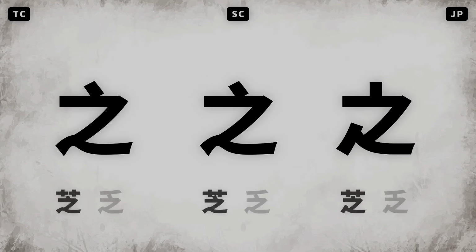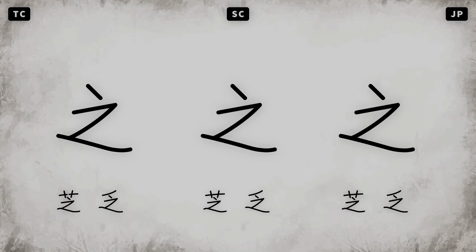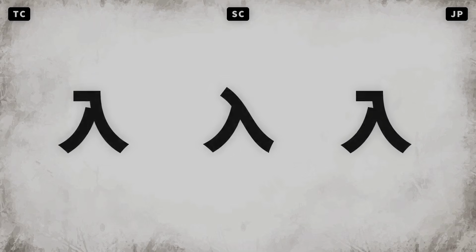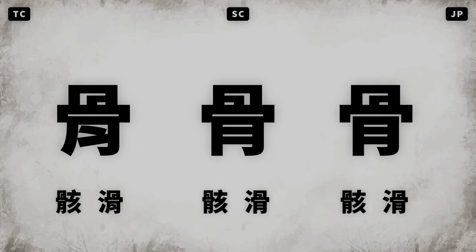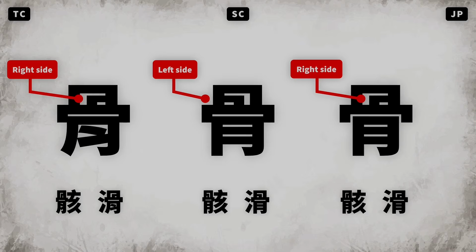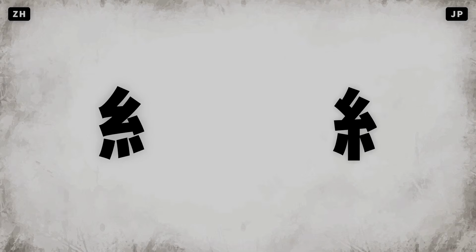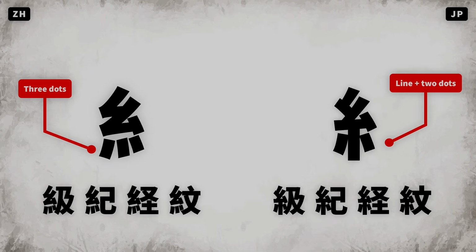I mentioned that Chinese fonts are generally more consistent with handwriting, and here are more examples. For the character meaning enter, however, this is only true for simplified Chinese. The character for bone differs in Chinese and Japanese if you look at the top part. The little square within the bigger square is on the left in simplified Chinese and on the right in traditional Chinese and Japanese. The thread radical has 3 dots in Chinese and a longer vertical line in Japanese, at least when it's on the left side of the character.